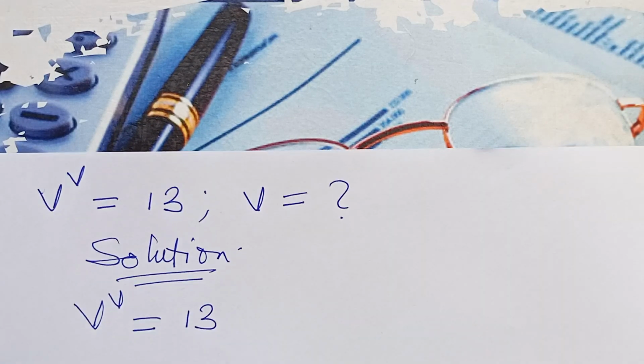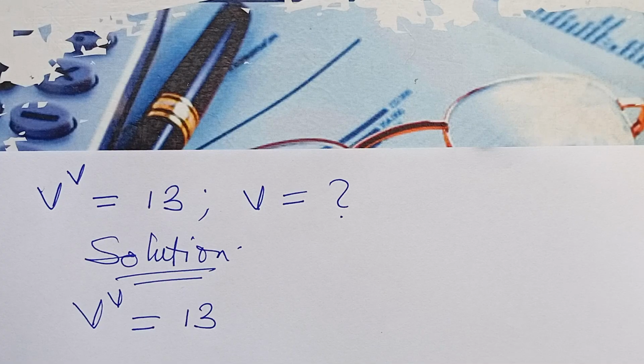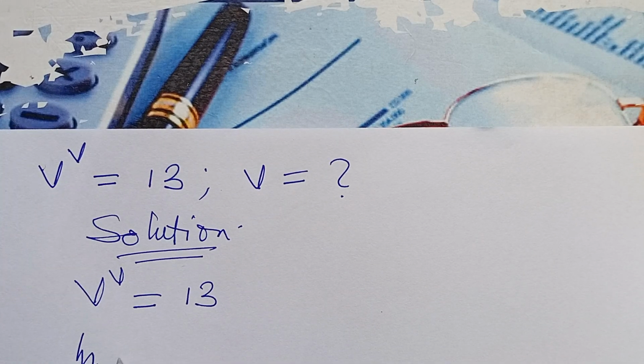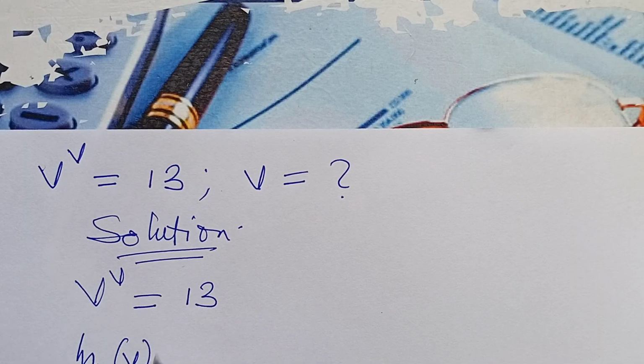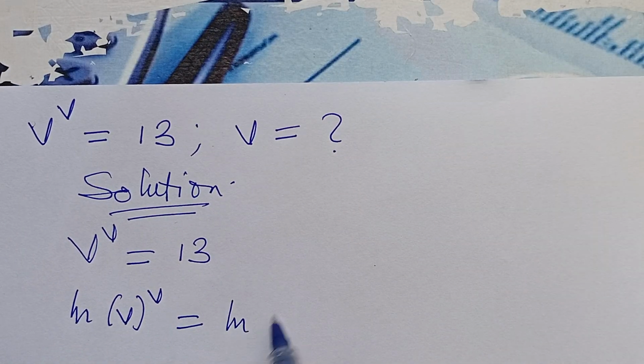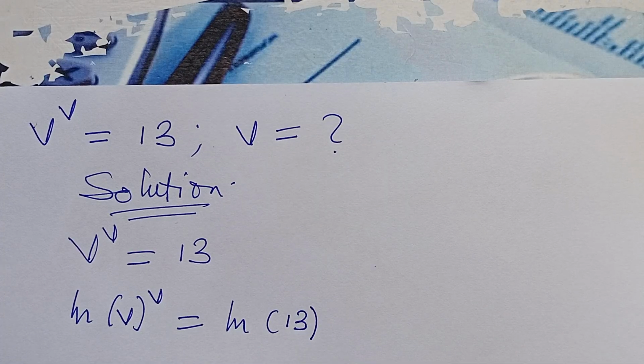The first thing we're going to do here, we'll either ln both sides of the equation or we log both sides of the equation to base 10. Okay, so here we're going to ln both sides of the equation. So we have here the ln of v to the power of v. This is equal to the ln of 13.